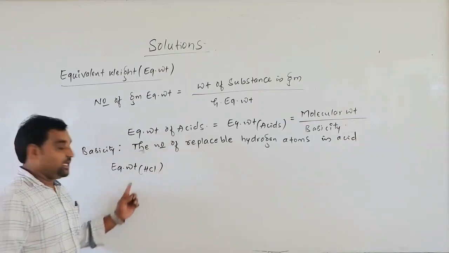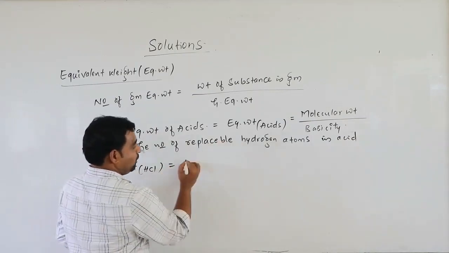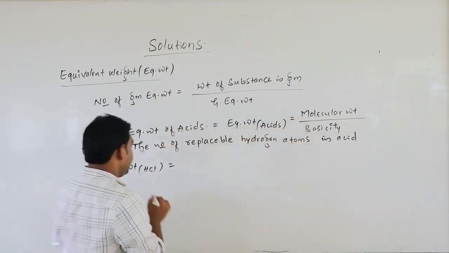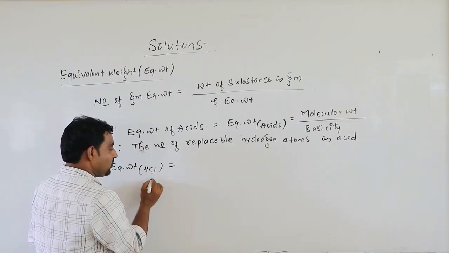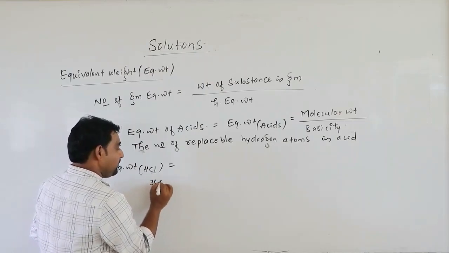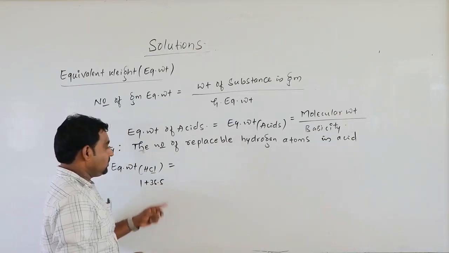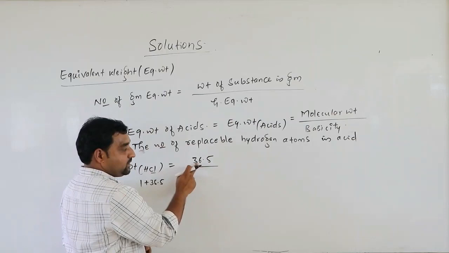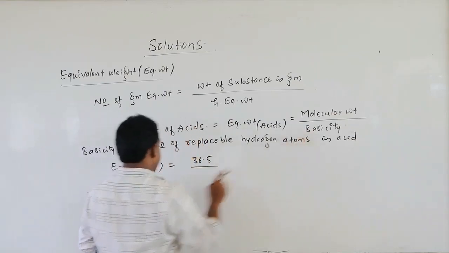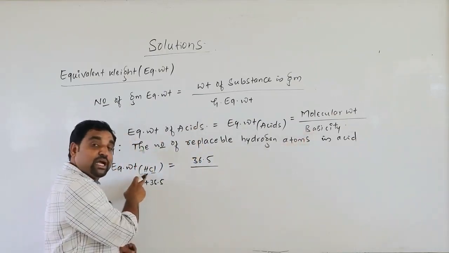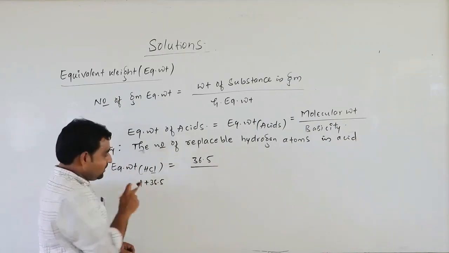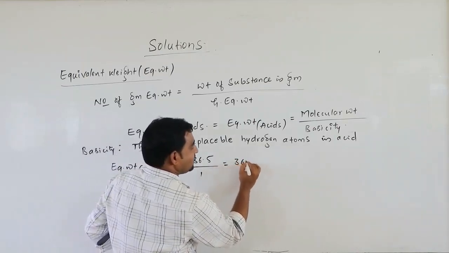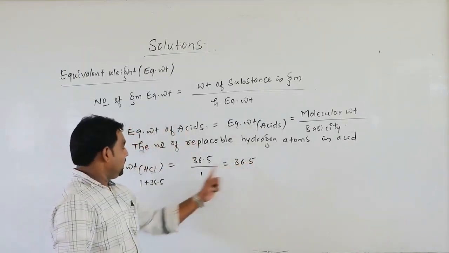HCl. How to calculate the equivalent weight of HCl? That is the molecular weight of HCl divided by basicity of HCl. Molecular weight of HCl: Cl has a molecular weight of 35.5, hydrogen has 1, total it is 36.5. How many replaceable hydrogen atoms are there in HCl? That is 1. One hydrogen atom is there. Hence we have to divide it by 1. It is equal to 36.5. This is the equivalent weight of HCl.